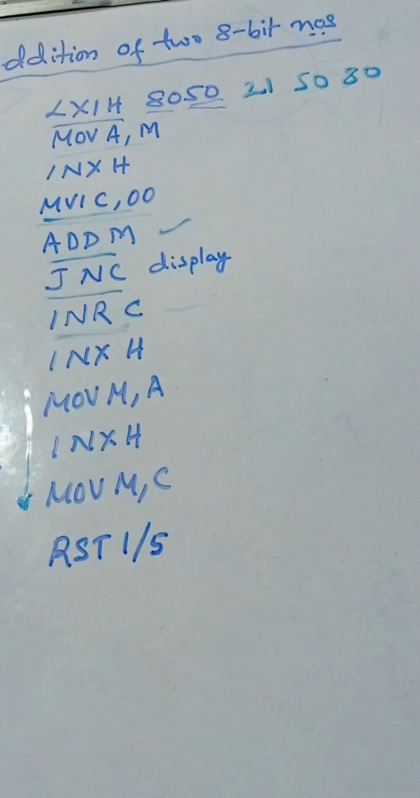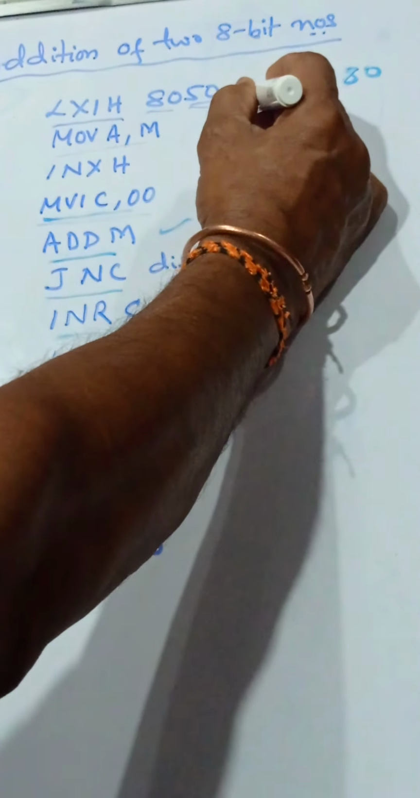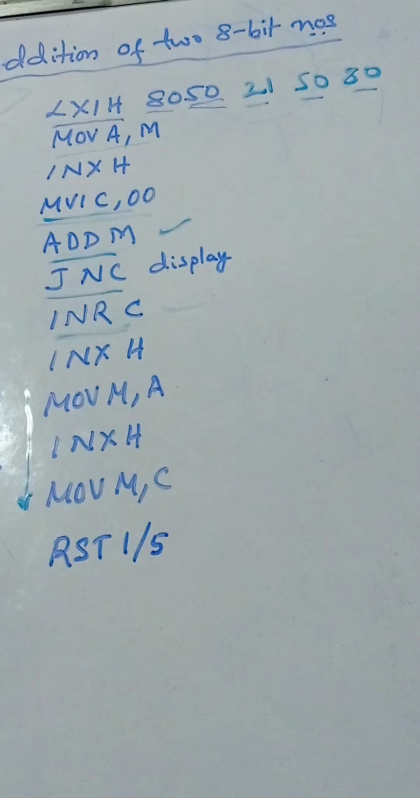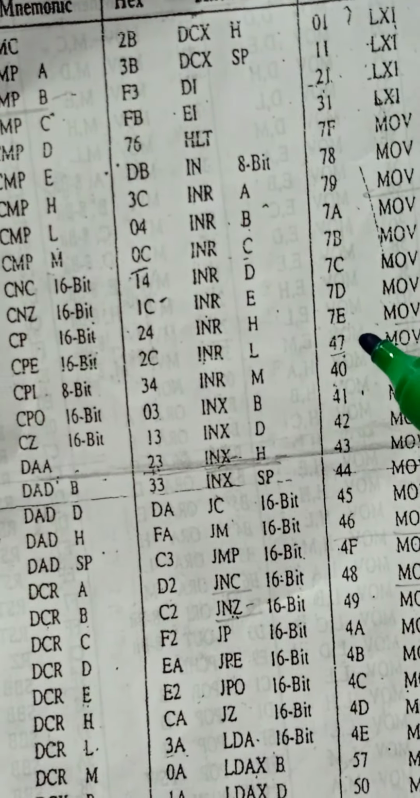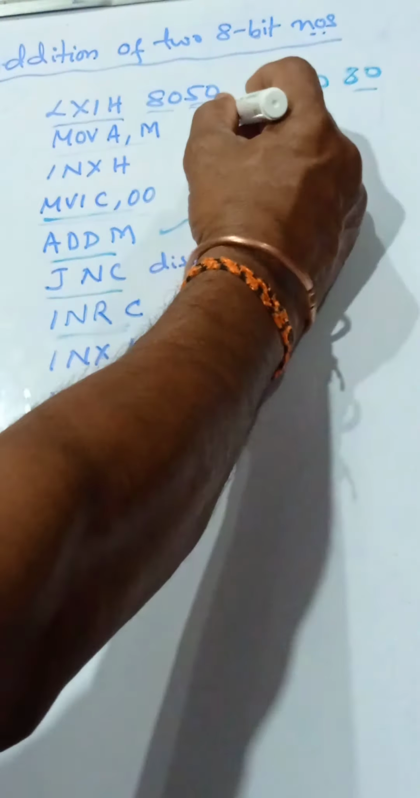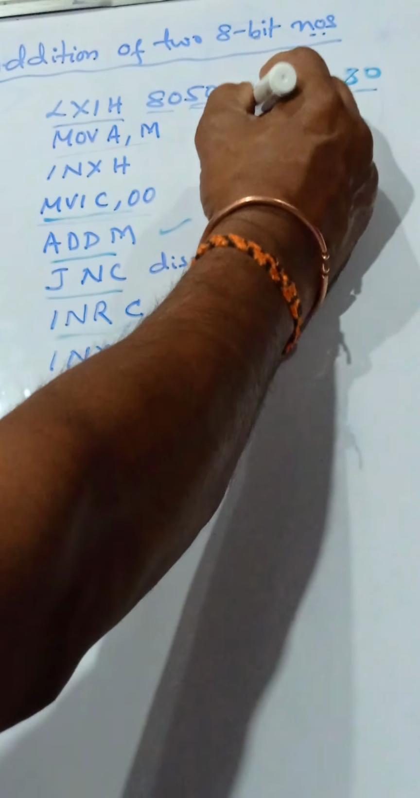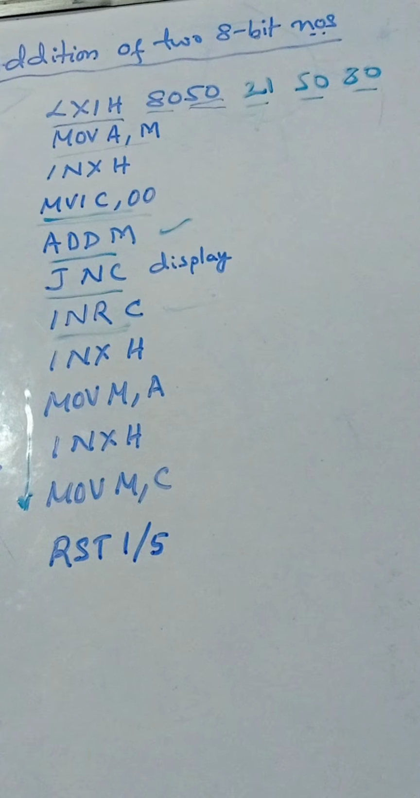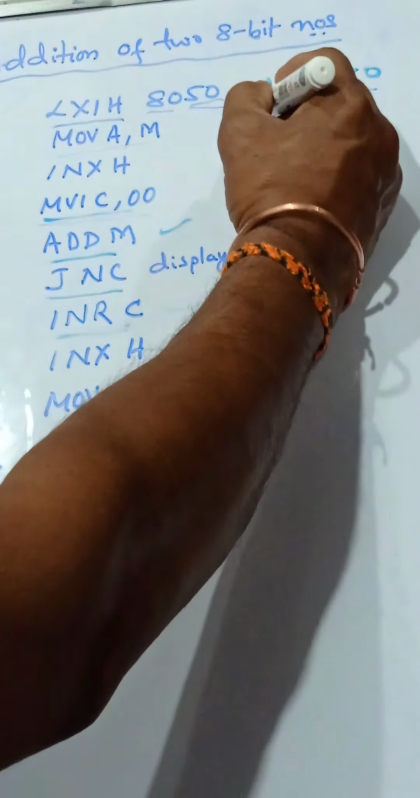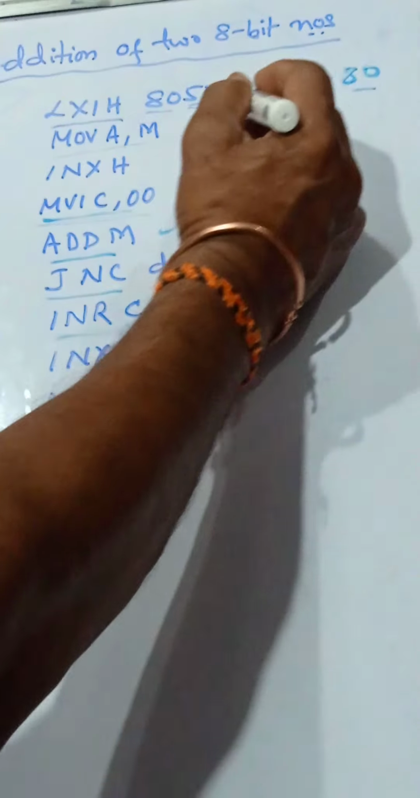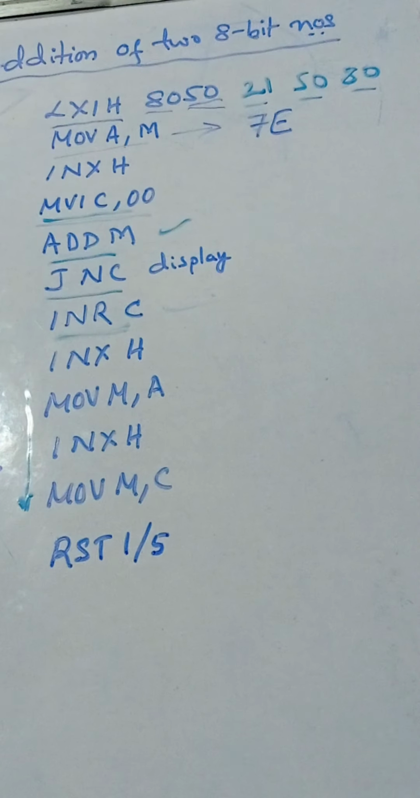So the data entered will be 21. At 8000, the code will be 21 corresponding to LXI H. The lower order address is 50. The higher order address is 80. That is how we will be entering the data 215080. For the code MOV A, M, as you can see here, MOV A, M is 7E. So at the location 03, we enter the code 7E, which corresponds to MOV A, M.